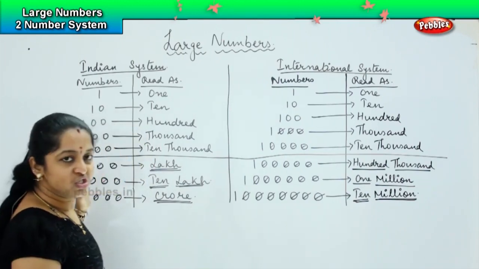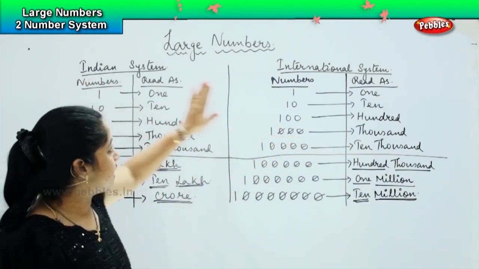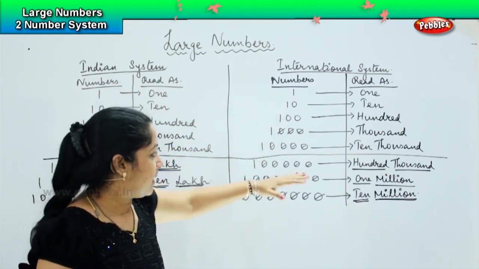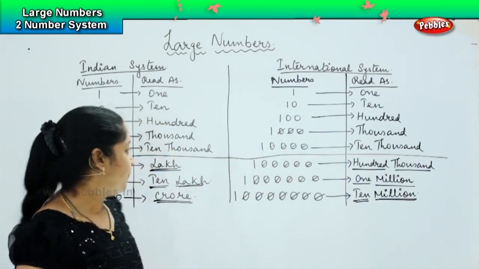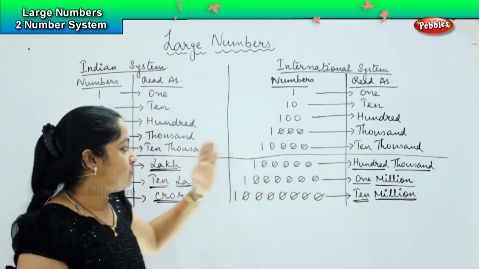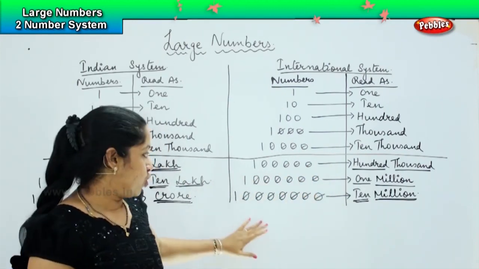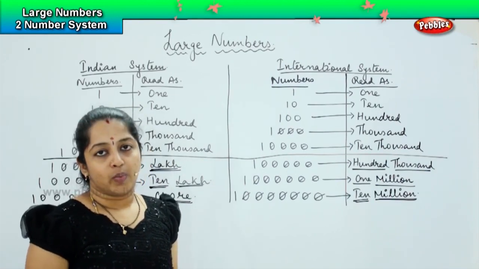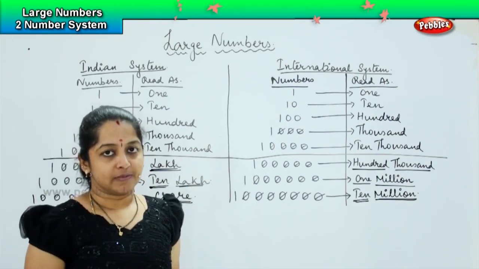So did you find the difference, children? Till 10,000 it remains the same for both Indian system and international system. But after 10,000 the place value remains the same, but the way they are called is different. Our lakh is termed as 100,000, our 10 lakhs becomes 1 million, and our 1 crore becomes 10 million. So you have to keep these basic things in mind in order to solve your questions, and you need to be very careful while solving these questions.